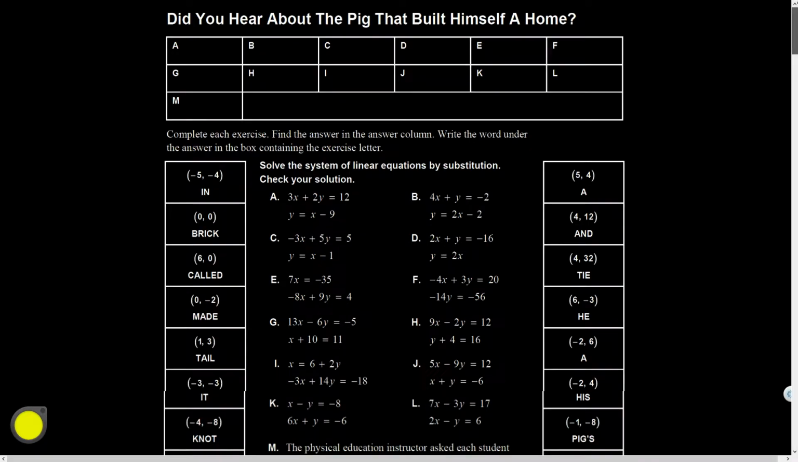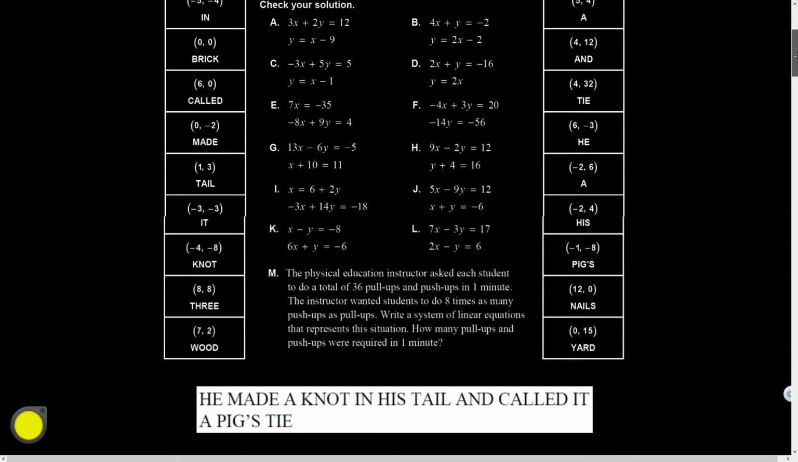Here we go. This is some questions from a Big Ideas assignment about a pig that built himself a home. We're talking about solving systems by substitution. Step one is solve one of the equations for one of its variables. I don't want to start moving things until I know why I'm doing it.